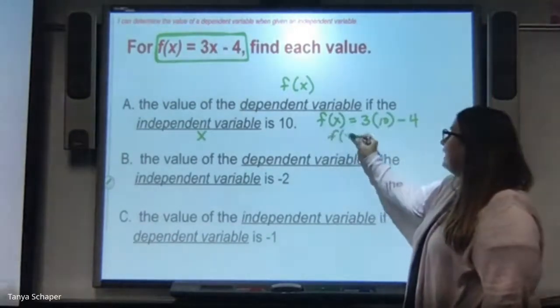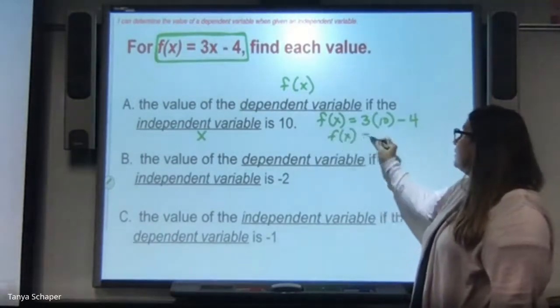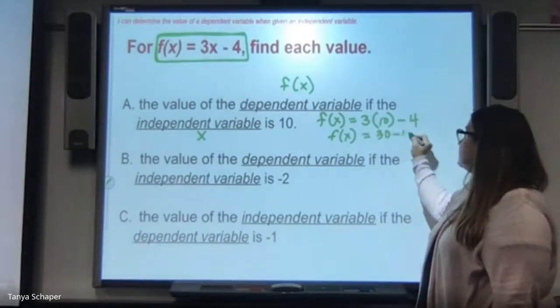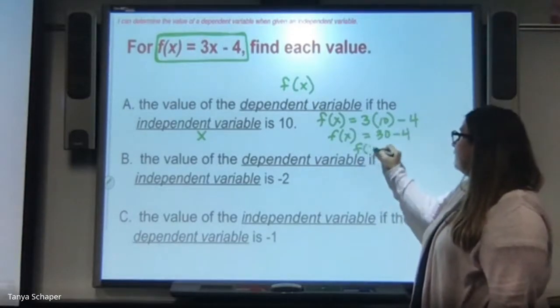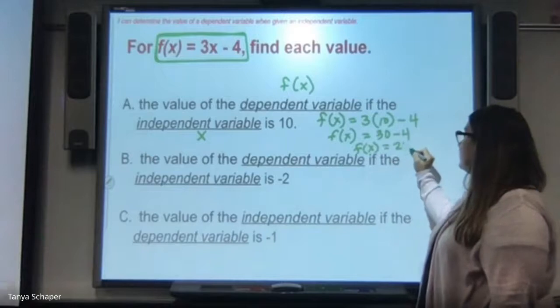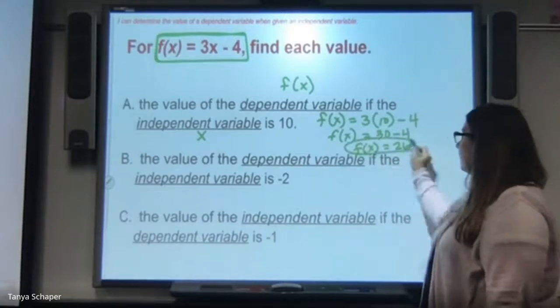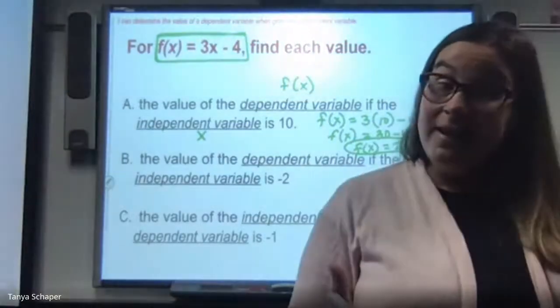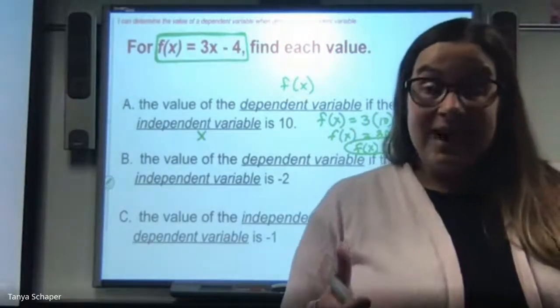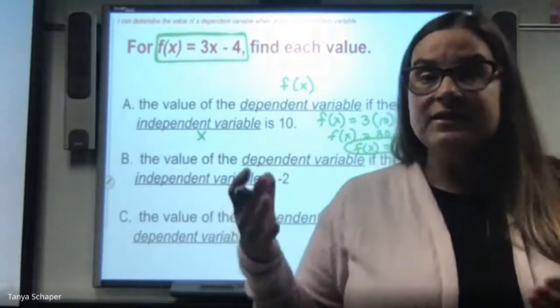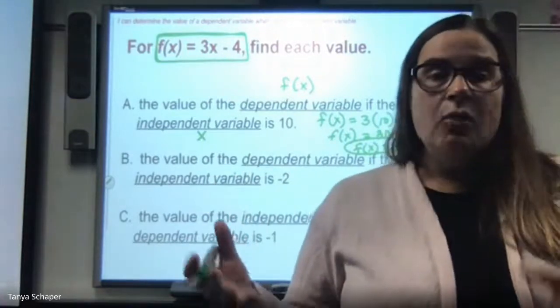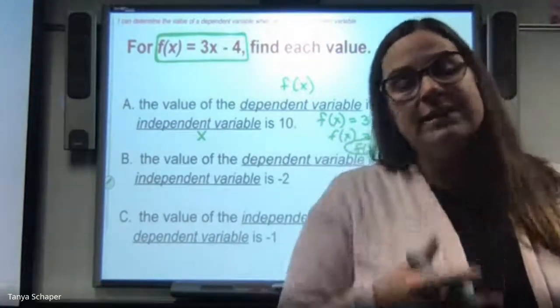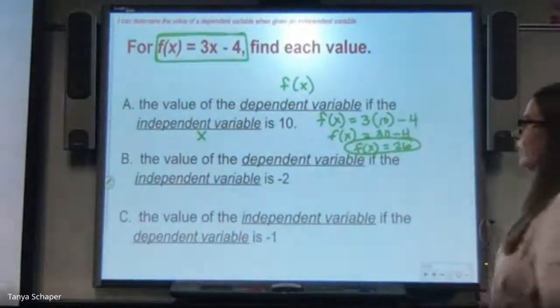So f of x, the value of the function, is 30 minus 4. So the value of the function is 26. Now, this is the first time we're going through it, so it might be a little messy, and that's okay. That's the learning process happening, right? We're going to try to figure this out so it gets a little bit smoother as we go along.